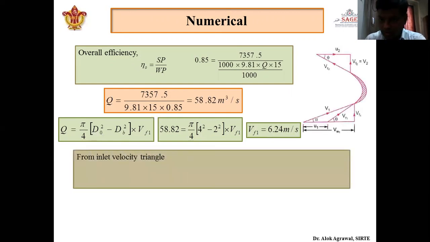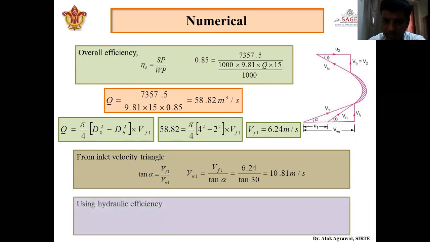Now see the inlet velocity triangle. What information do we have about the inlet velocity triangle? We have Vf1, we have alpha. So with these two values, we can calculate Vw1. So let's calculate Vw1 first. Tan alpha is equal to Vf1 by Vw1. So Vw1 is coming out to be 10.81 meter per second.